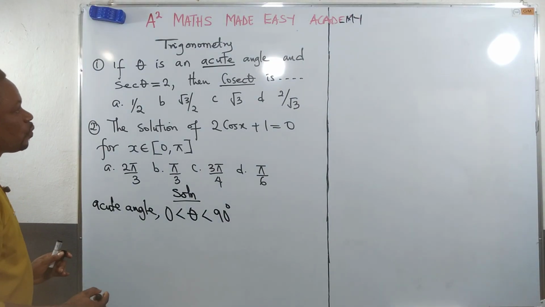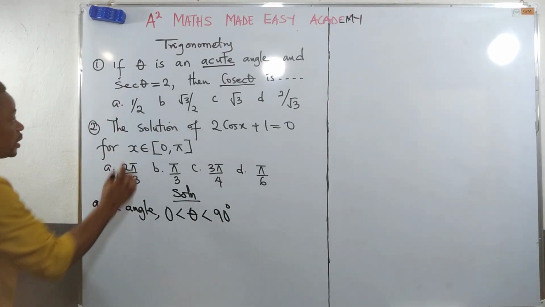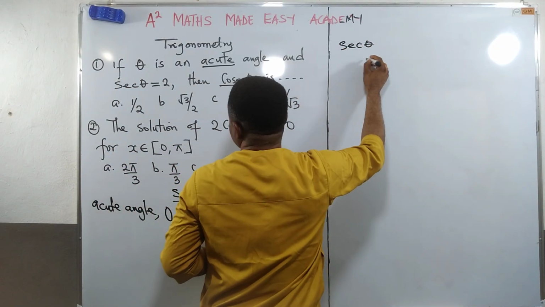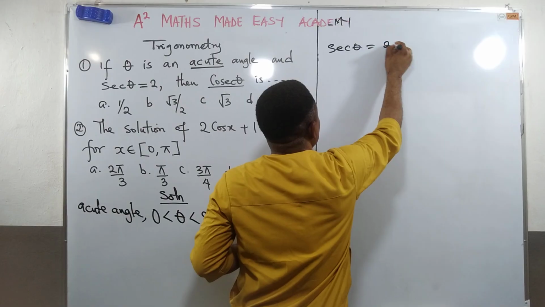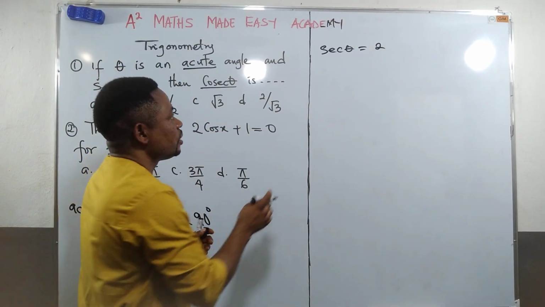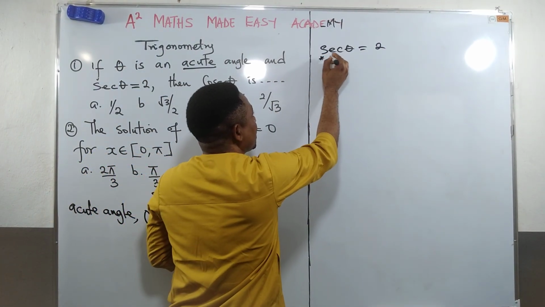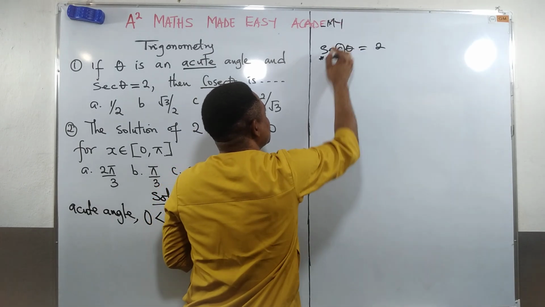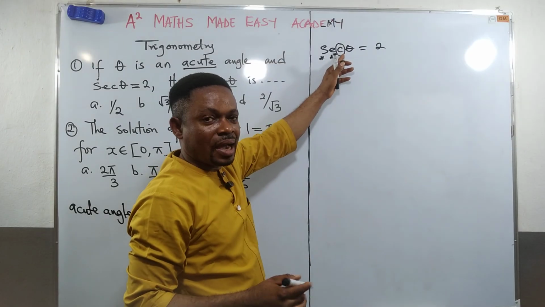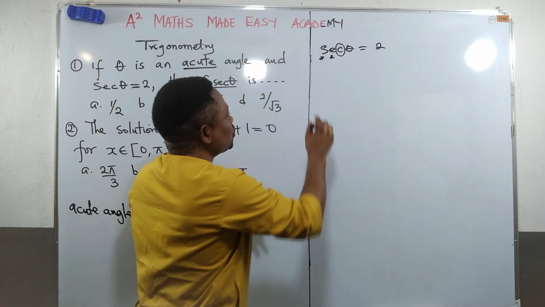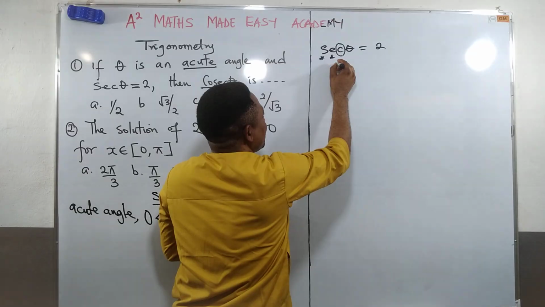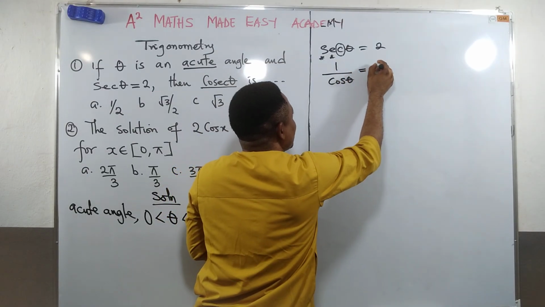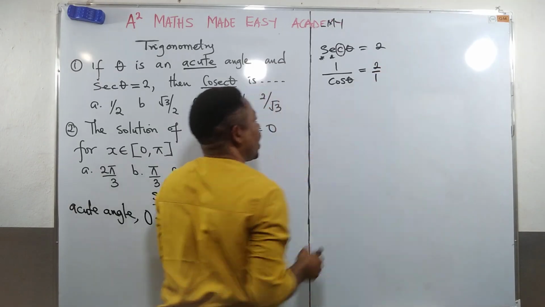Now let us look at the question. Sec theta is 2. Don't forget what I have said: you exempt the first letter, exempt the second letter. The third letter tells you what to do, and that is C, and C means cos. So sec theta inverse is 1 over cos theta. Now we consider 2 as 2 over 1.